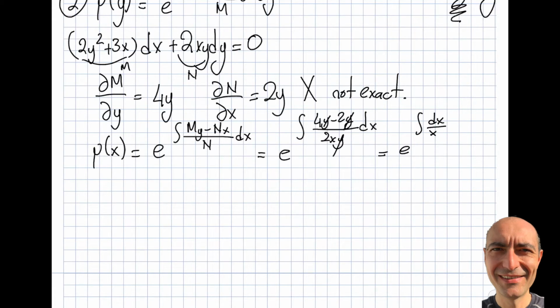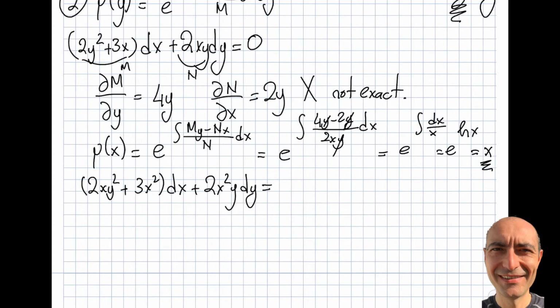So what is this, by the way? This is going to be e to the power of ln x. And what is e to the power of ln x? That is x. So now my integrating factor turns out to be x. So let me go ahead and multiply the entire equation by x. So I'm going to get (2xy squared plus 3x squared) dx plus 2x squared y dy is equal to 0.